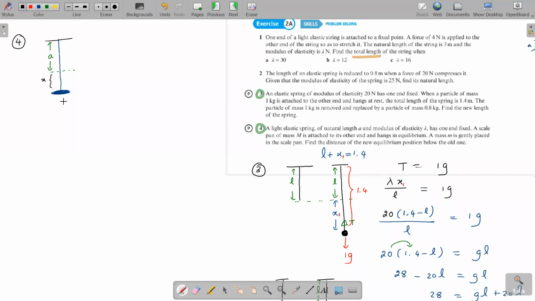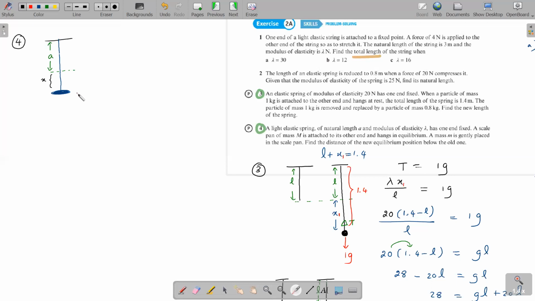Okay. So they are saying a mass simple M is gently placed on the scale pan. So when it is in this state, they are again placing a weight simple M on top of this. So then what happens? You expect this to go further down, right? Because of the weight. So they are asking you to find the distance of the new equilibrium position below the old one.